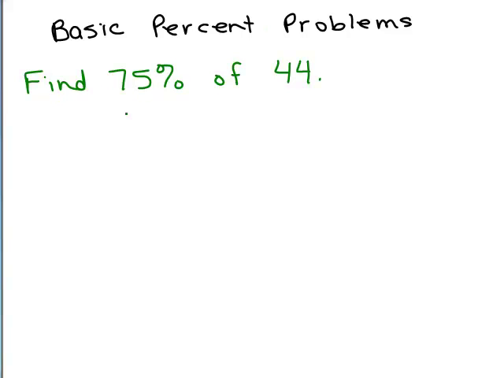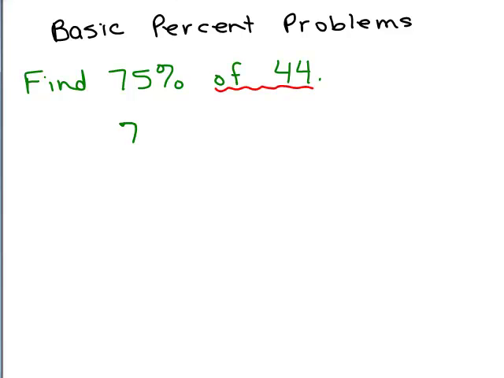Find 75% of 44. This means you're trying to find a certain percent of a number, and usually when you see this "of" next to a number, it means you're going to multiply the percent times that number. Once in a while, "of" will be used in a different context, but in percent problems, usually it means you're going to take the percent and multiply times 44. So the "of" is almost like a times sign.